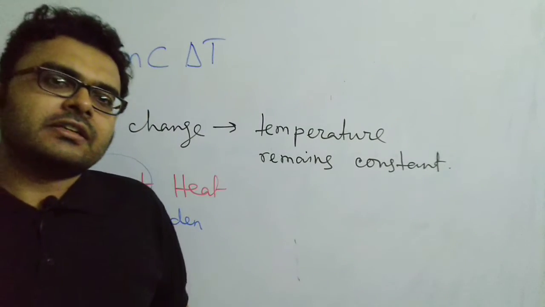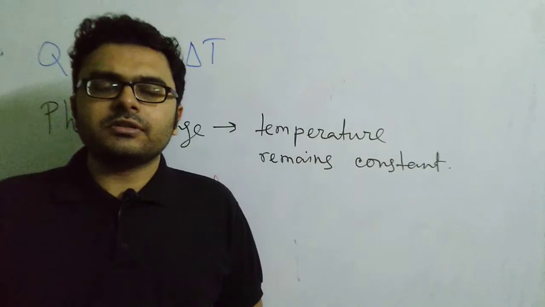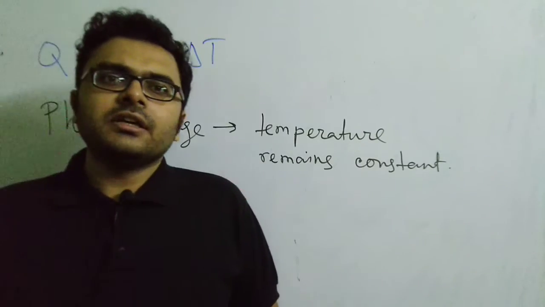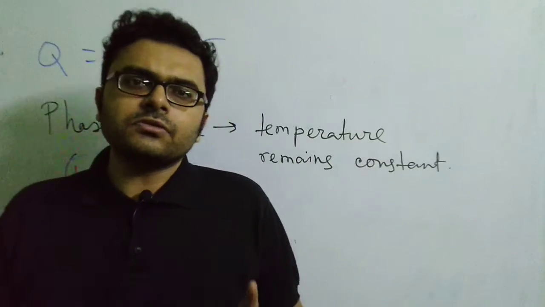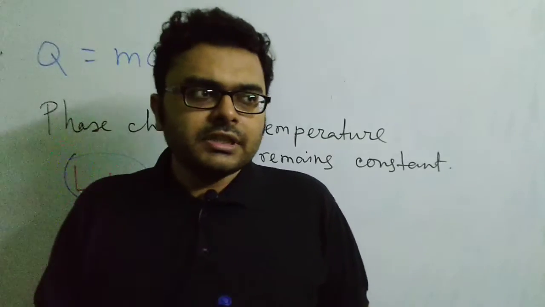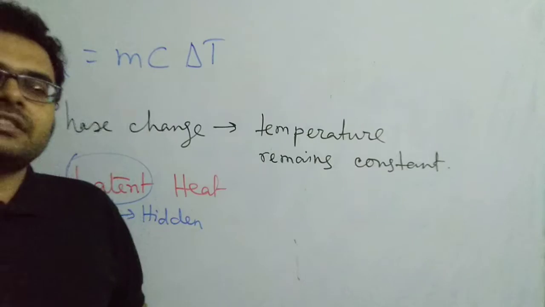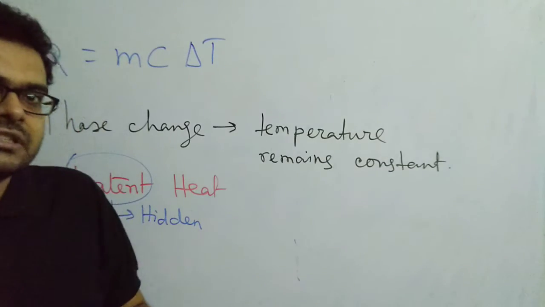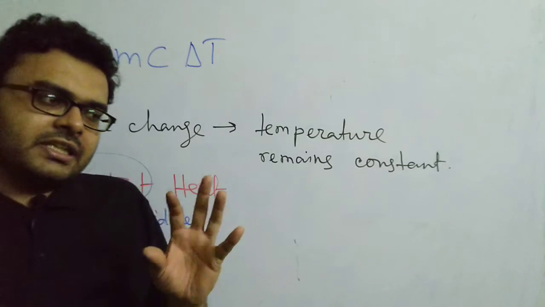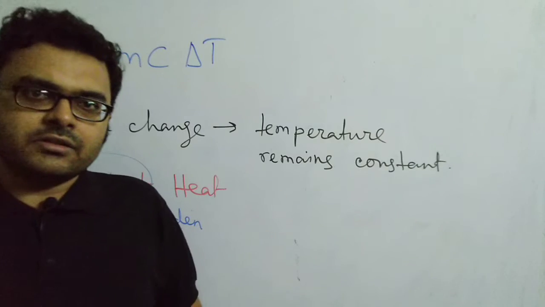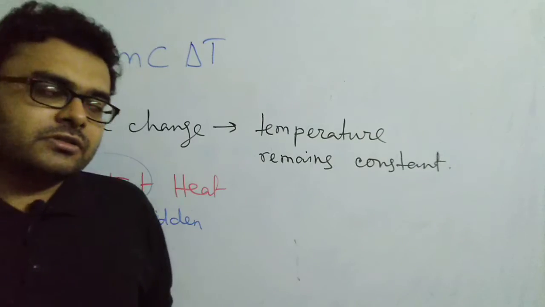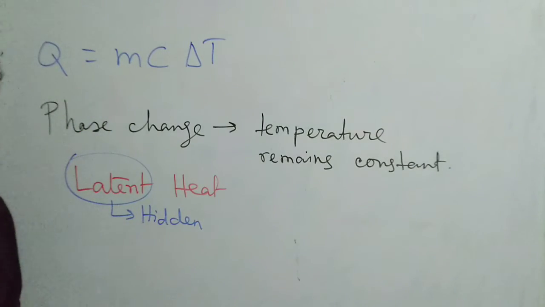We think that heat is being supplied to the body or taken away from the body, but there is no change in temperature. So it looks as if the heat that you are giving to a substance while its phase is changing, or taking away from it, is hidden, or is going nowhere. So this kind of heat is called latent heat: the heat that you give to a body while you are changing its phase.